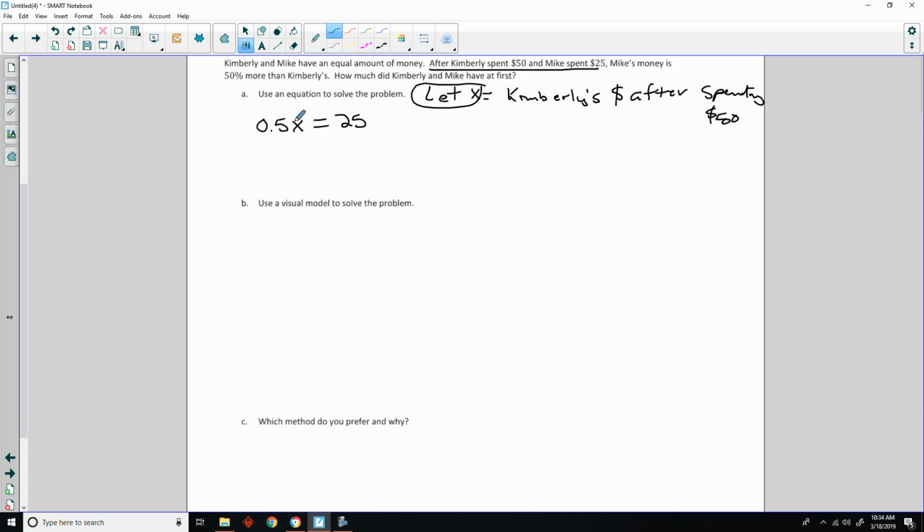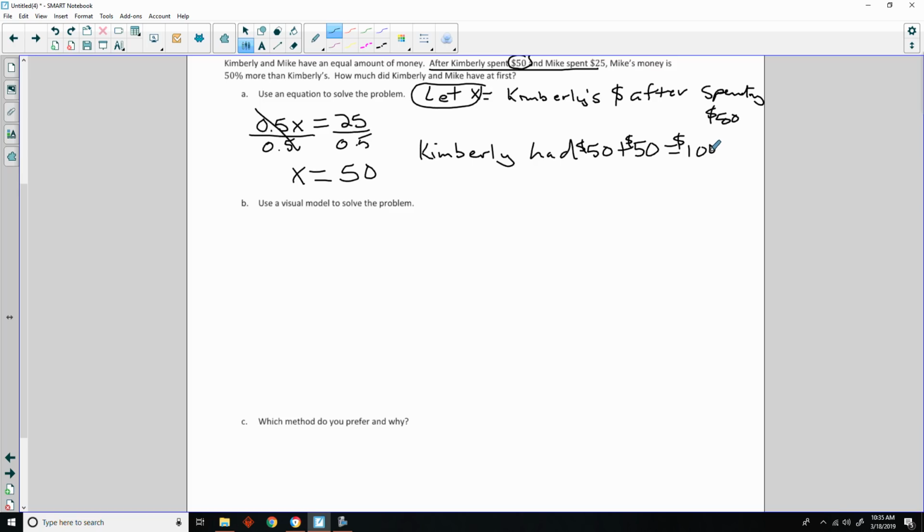So when I divide both sides by 0.5, then these cancel, and I get the amount of money Kimberly had after spending 50, which is 25 divided by 0.5, which is 50. So Kimberly started with $100 because she spent 50. So using an equation to solve how much money did Kimberly and Mike have at first: Kimberly had $50 plus the 50 she spent. So she started with $100.